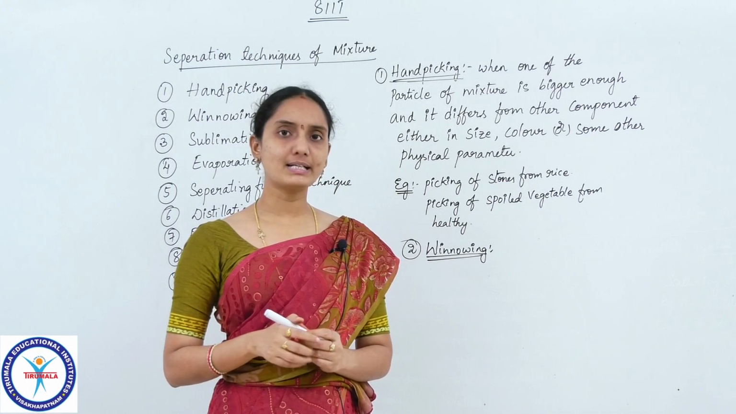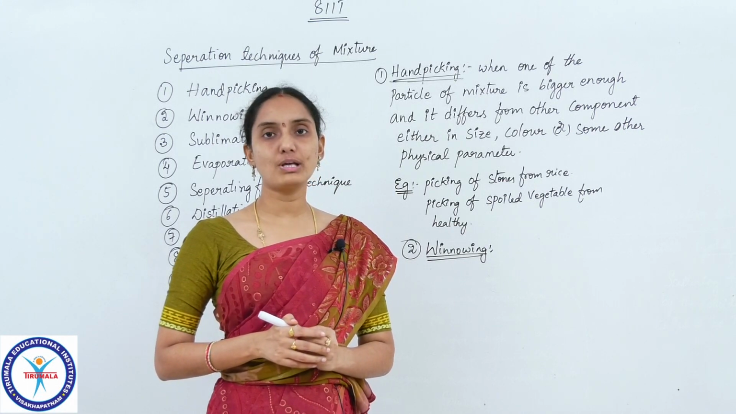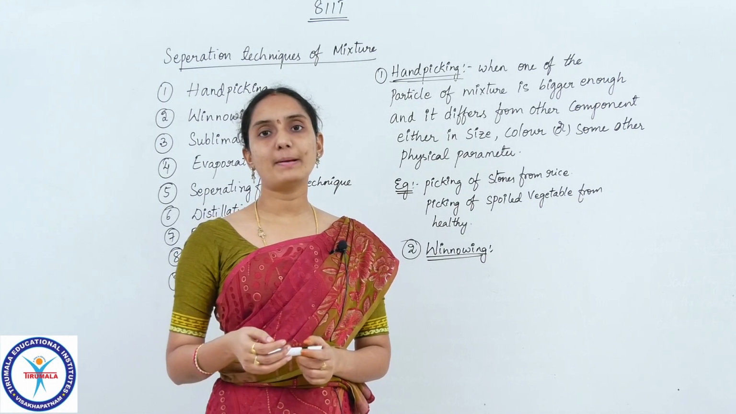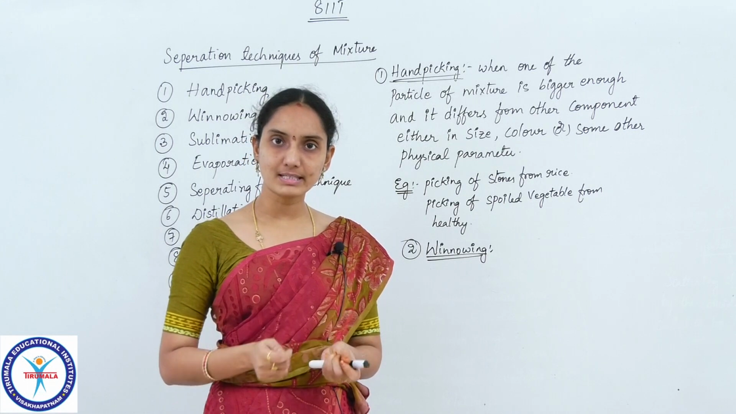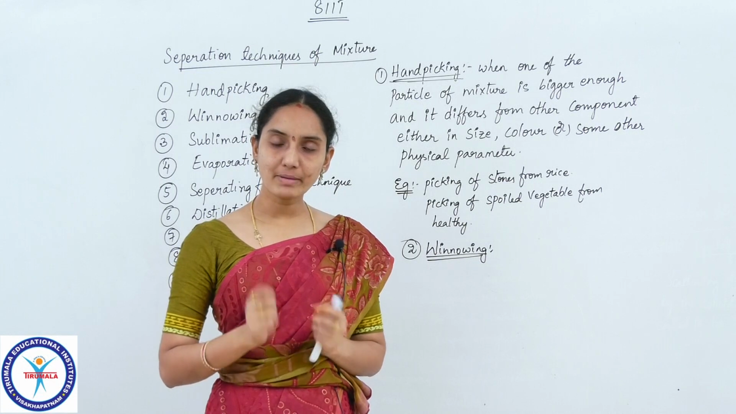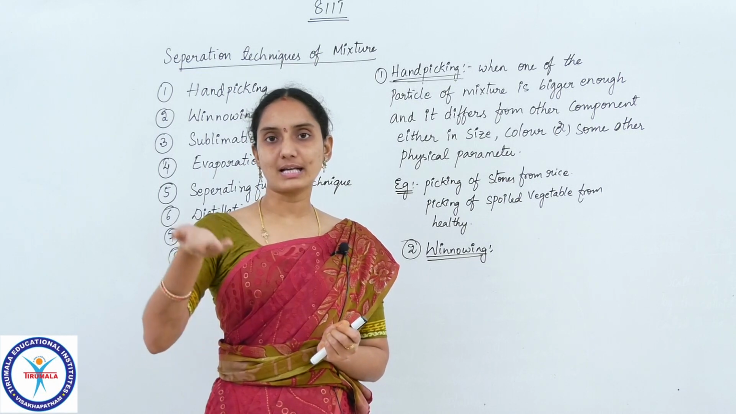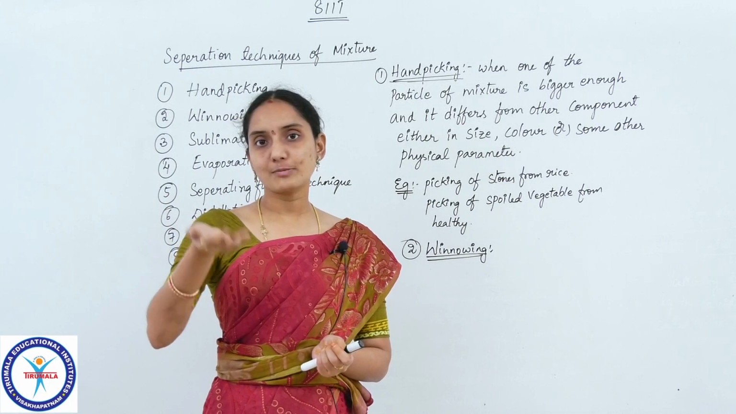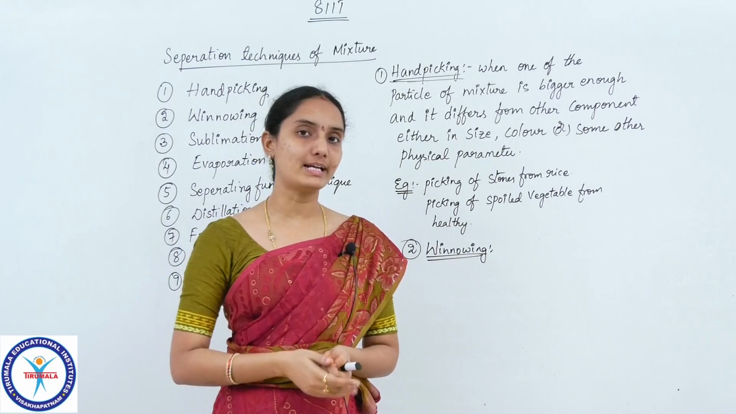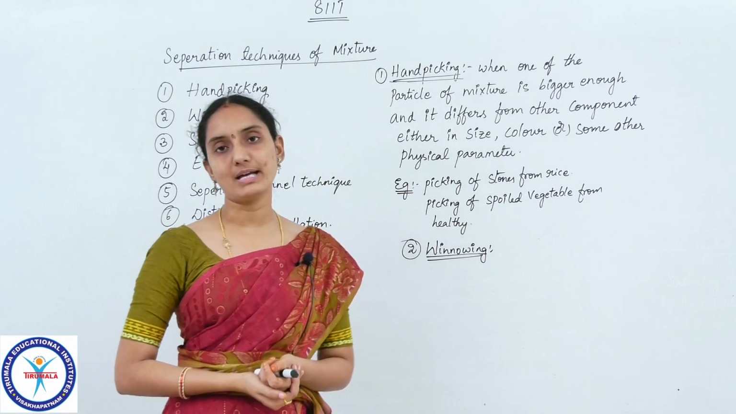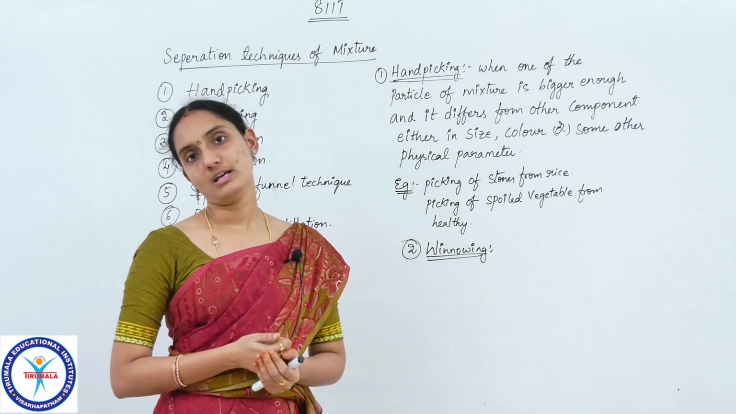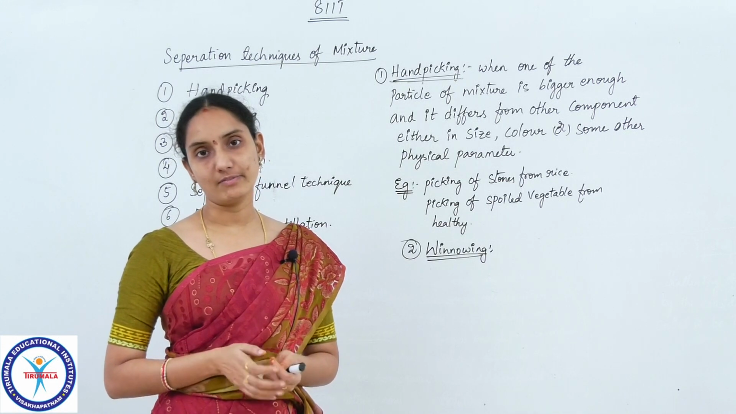Similarly, we separate the dust from rice flour which we use in our household purposes. We scatter it in the air, so that the lighter dust particles flow away with the wind and the heavier particles remain in the plate, which is what we call winnowing.